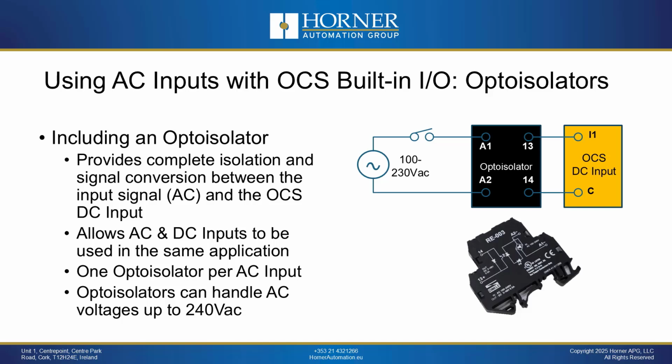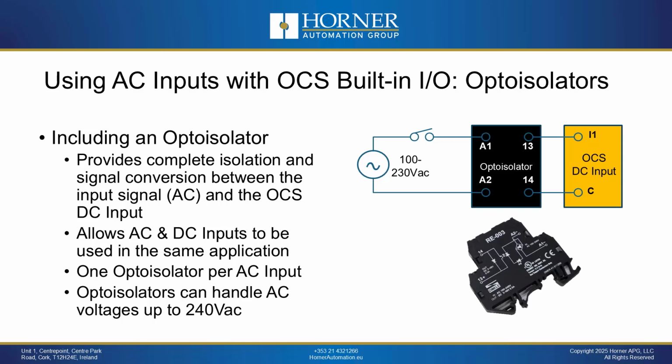When we have a Horner OCS with built-in I/O, and it is all DC inputs, we connect those AC inputs by using a device called an opto-isolator. An opto-isolator is a compact DIN rail-mounted device which effectively completely isolates an AC input signal from the DC input circuitry built into Horner's OCS and converts that AC signal over to DC. You may simply use one opto-isolator per AC input, and then you can mix and match between DC input signals and AC input signals, simply putting the opto-isolator in between any AC input and one of the DC input terminals.